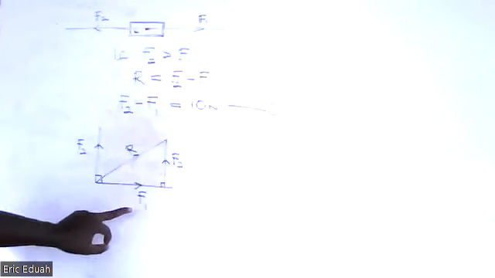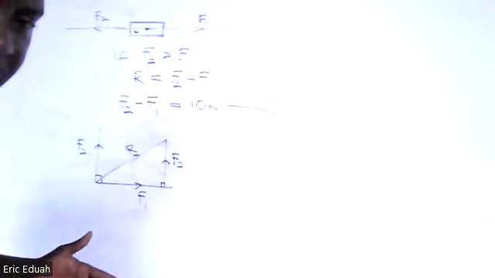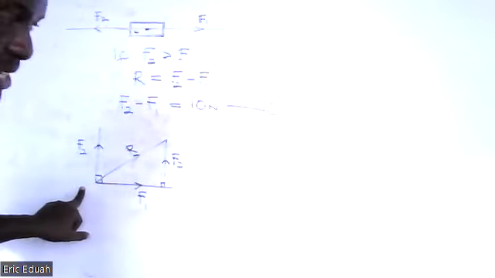Okay, so in the second scenario, the two forces are perpendicular to one another. This is F2, this is F1, and the angle between them is 90 degrees. As we discussed earlier, when you have this situation, the resultant always acts along the diagonal, and you get to understand better when we start vectors.